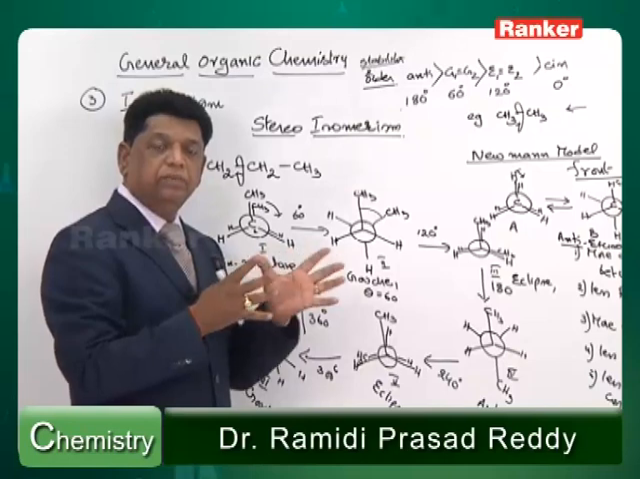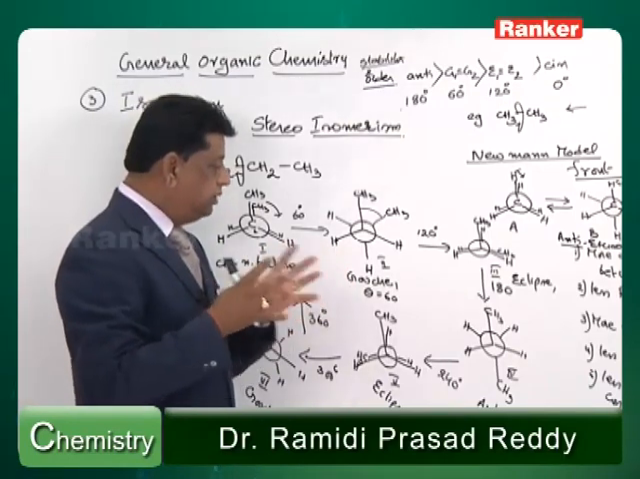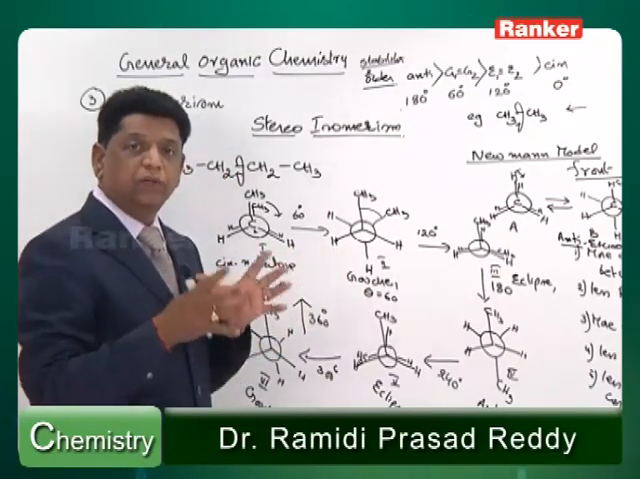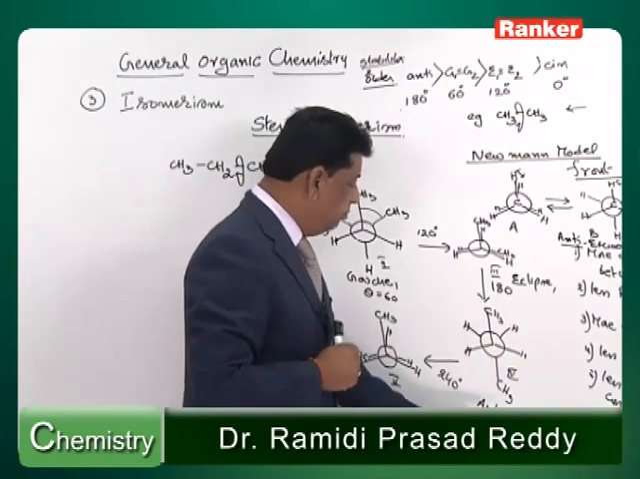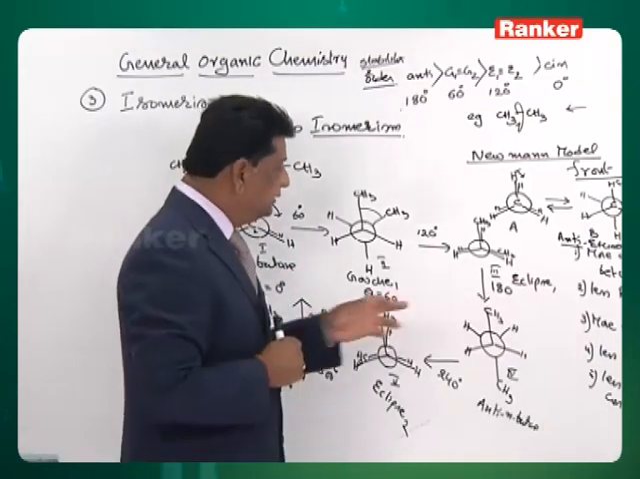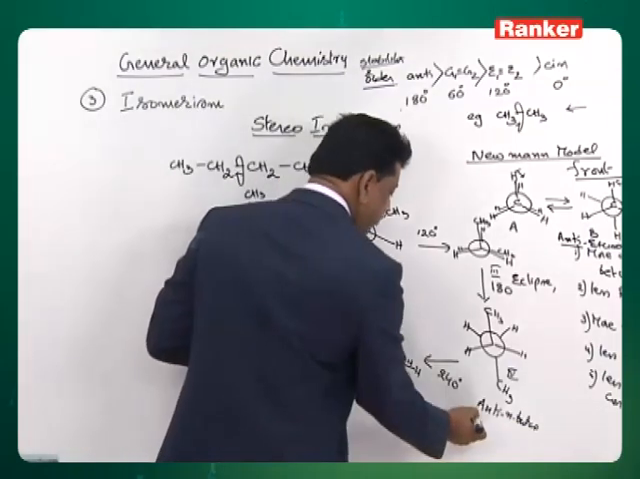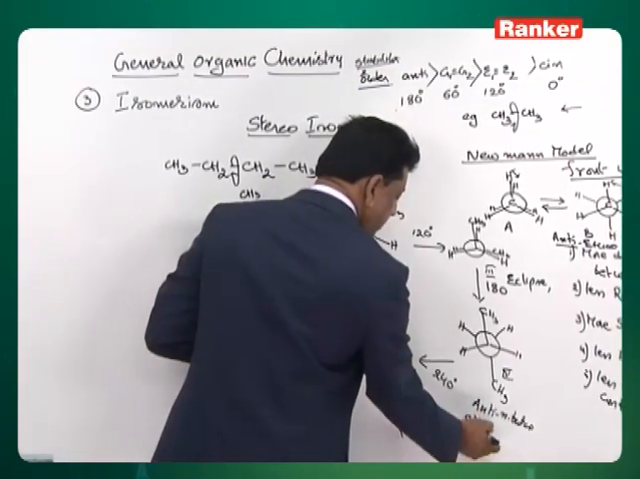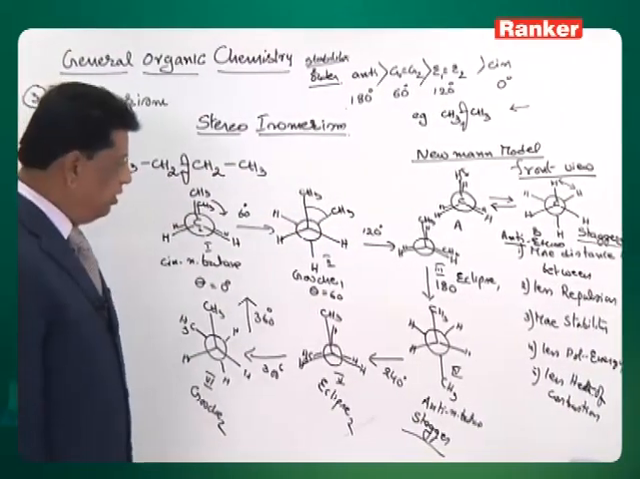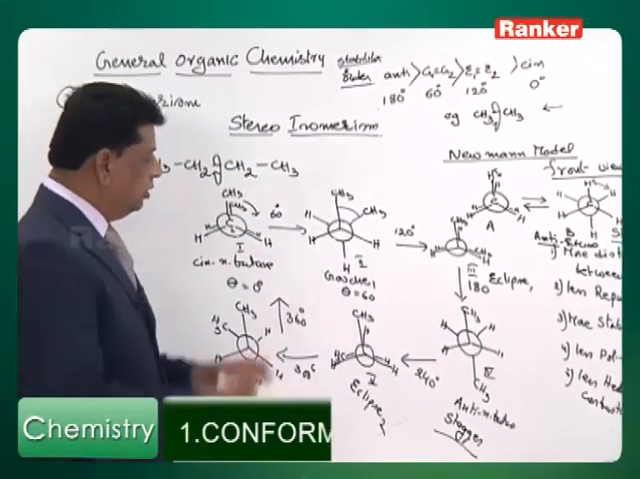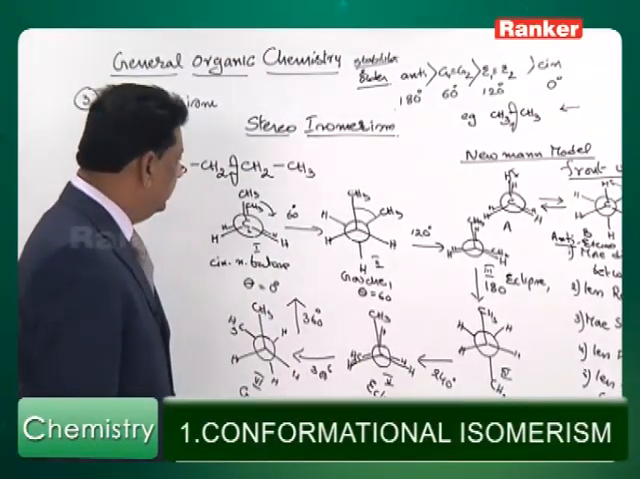That means the repulsion between the groups increases with size: the bigger the size, the more the repulsion. Two big groups are opposite, so there is maximum stability for the anti. This is called the staggered conformer. Write the staggered conformer of n-butane, which means you have to write this one. One methyl up, one methyl down. The other groups are written like this.